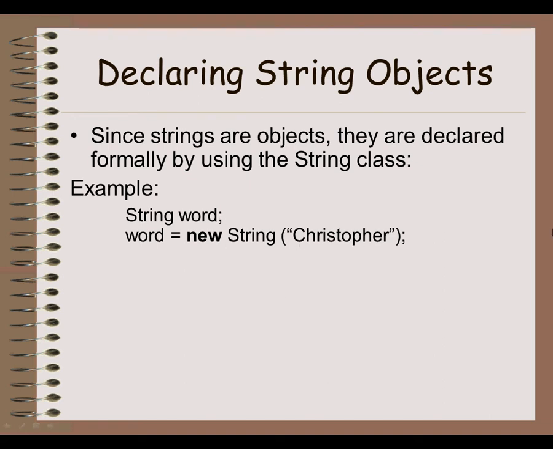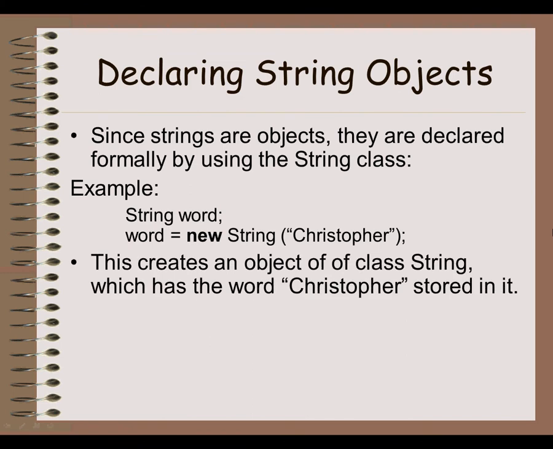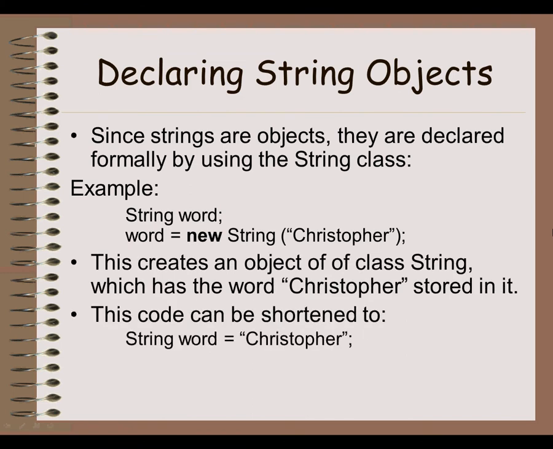Same thing. But because strings are so common in Java, there's actually a shortcut that we can use to create our string objects. And it's done by making them the same way we would make any of our primitive data types. So you can combine those two previous lines into one line of code where you say string word equals Christopher. And this is now going to take that word and store it into my string object.